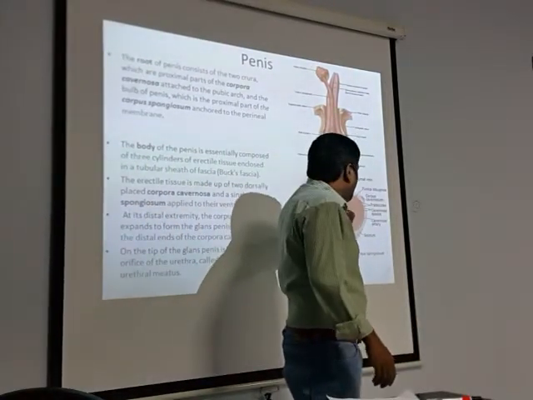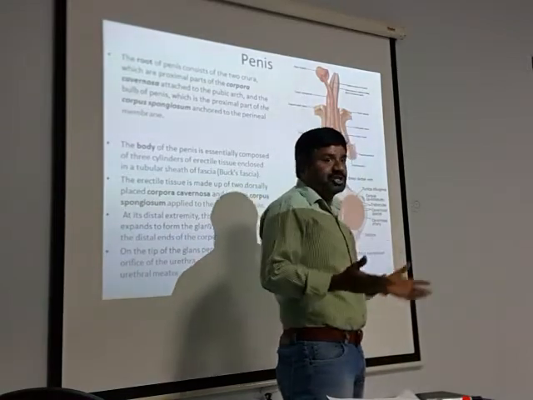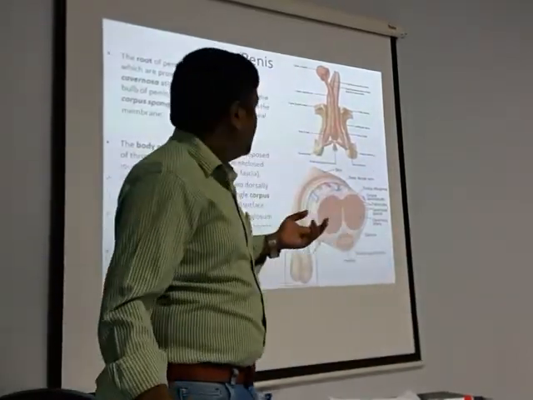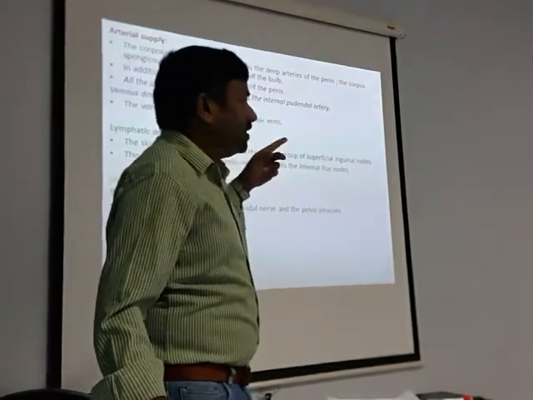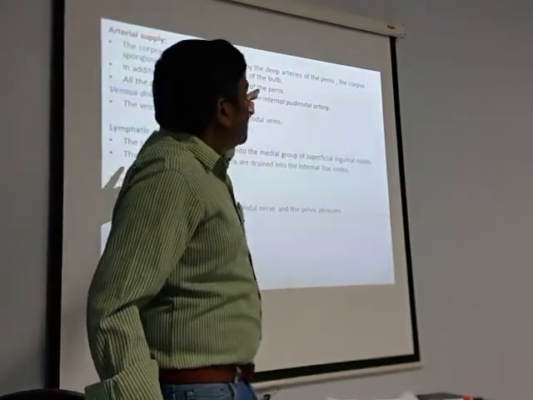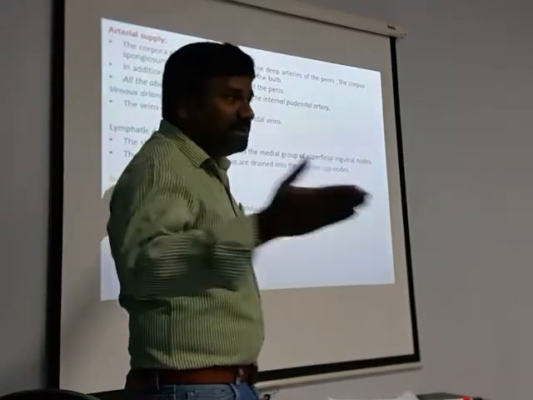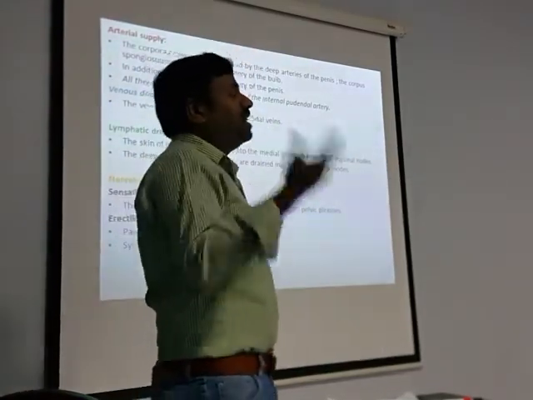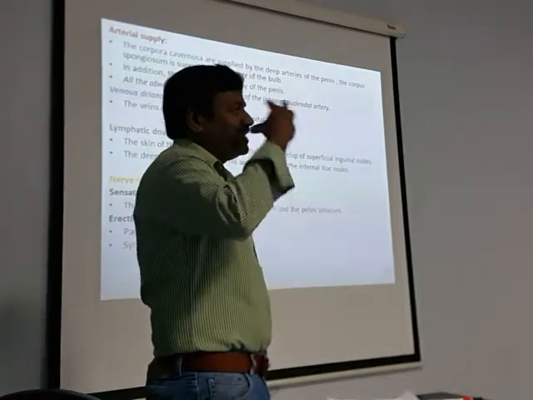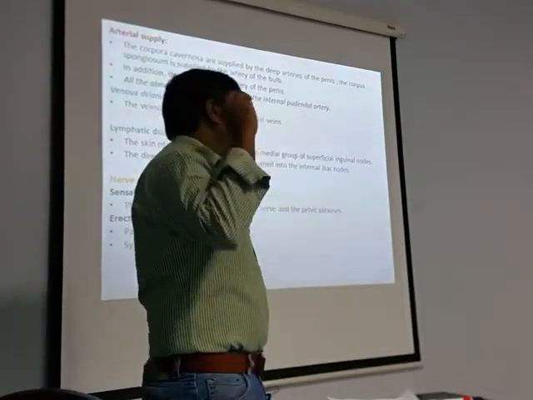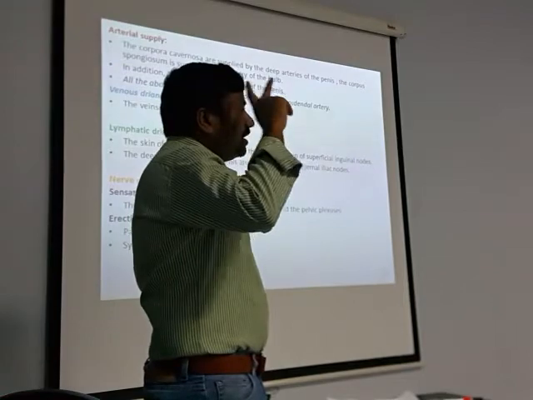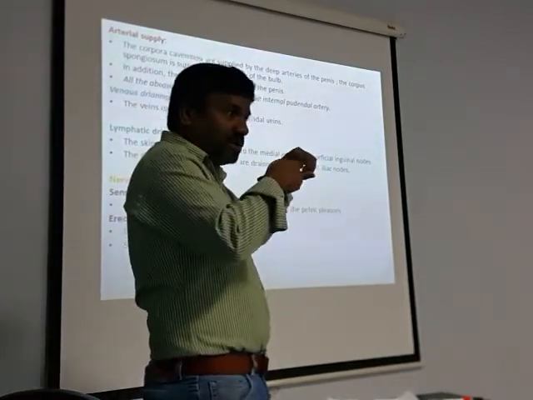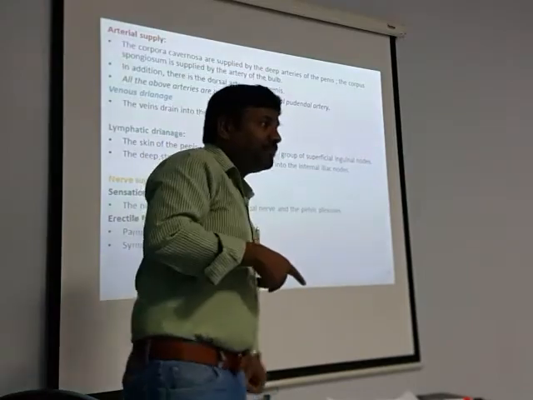As I explained, these two arteries are responsible for the erection. I said the sets of arteries which will be supplying. So what are they? Deep arteries of the penis, and then the artery of the bulb of the penis, which will be supplying the corpus spongiosum, and then the dorsal arteries of the penis. All these sets of arteries will be supplying the penis. For erection, the important arteries are the deep arteries of the penis, which are there in the corpus cavernosum. Am I clear?